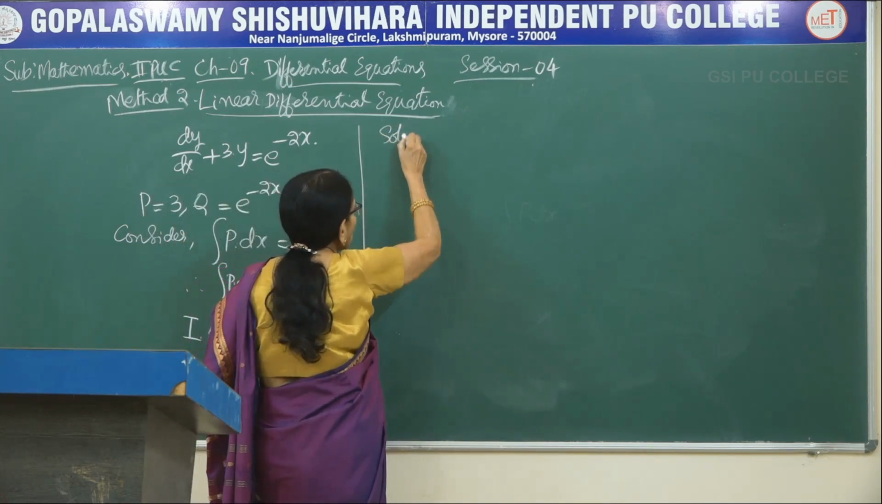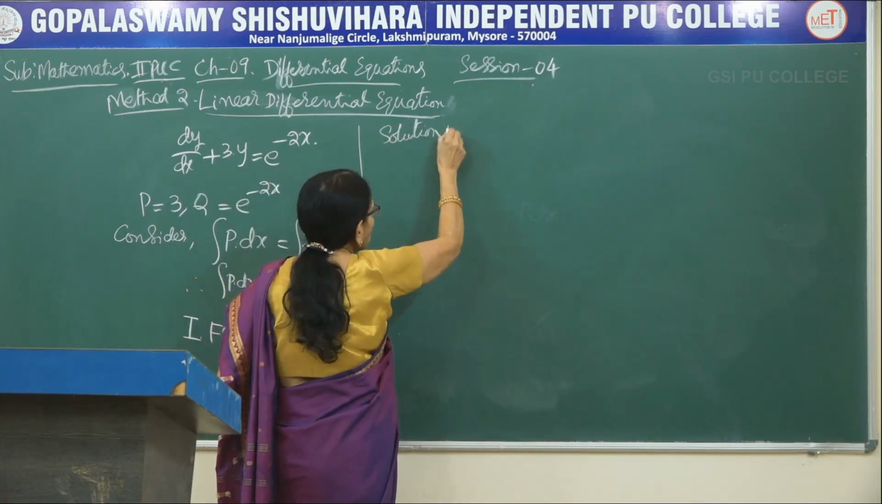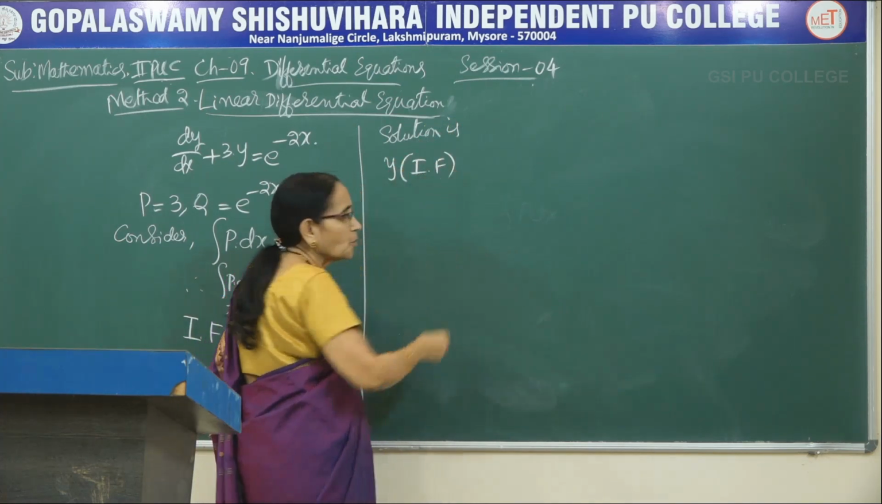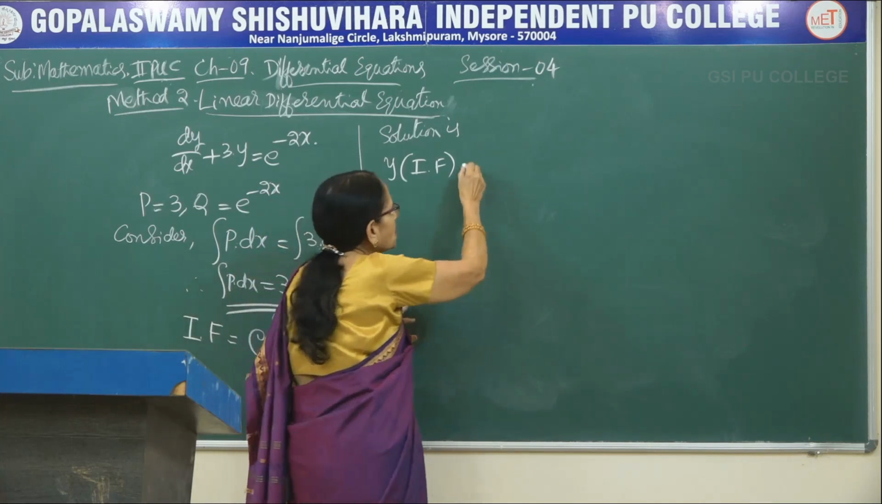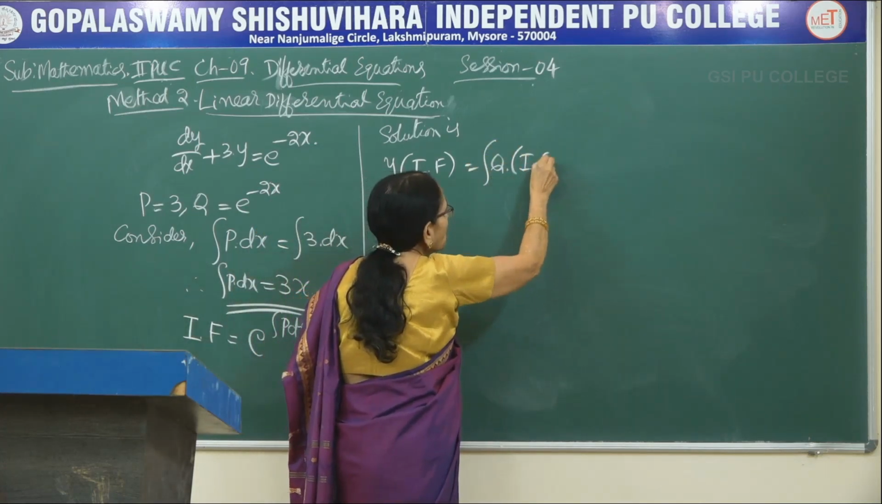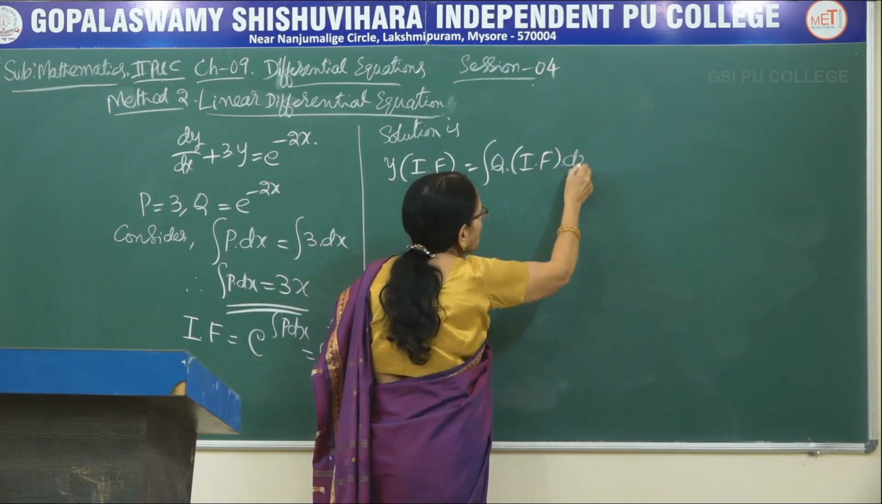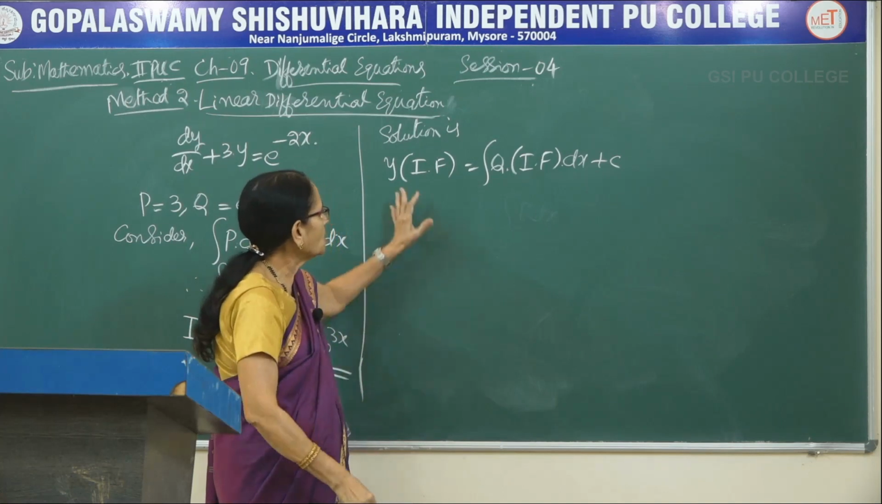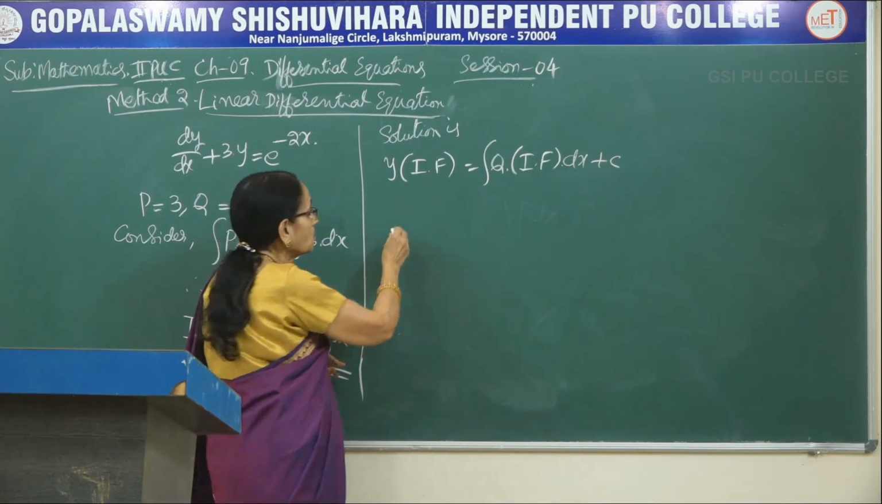Next is the solution. So I told you, first you always make the habit to write the formula. y into integrating factor is equal to integral q into integrating factor into dx plus the constant. Okay. Now what is the integrating factor?